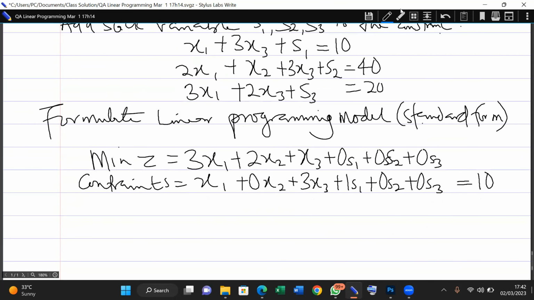Then the second one, 2x1 plus x2, this one means 1x2, don't forget. You can put 1x2 and you can leave it as x2 plus 3x3. This s2 we put here means that the slack will be in the second one. So this one will be 0s1 plus 1s2 plus 0s3 equal to your what?